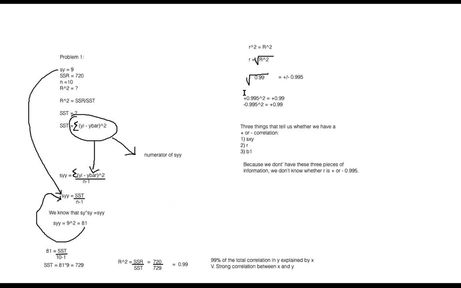We know what the absolute value is, but we don't know whether it's positive or negative. This is the R that we solved for, but either one is possible. We don't know whether Pearson's R is positive 0.995 or negative 0.995. It could be two possible values, but we don't know which one it is.